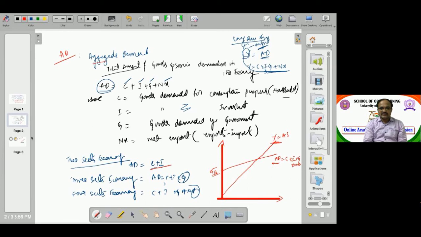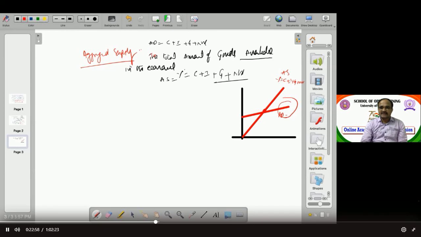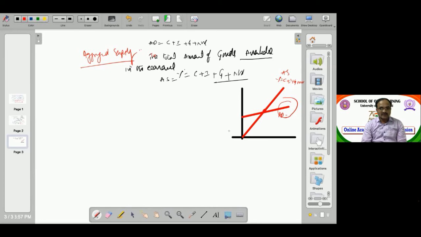Where aggregate demand and aggregate supply interact at a particular point, this point we can call the equilibrium level of output in the economy. So in Keynes' theory of income determination, where is the equilibrium? When aggregate demand and aggregate supply interact at a particular point, that is called the equilibrium. So now we are discussing what the equilibrium level of output is.